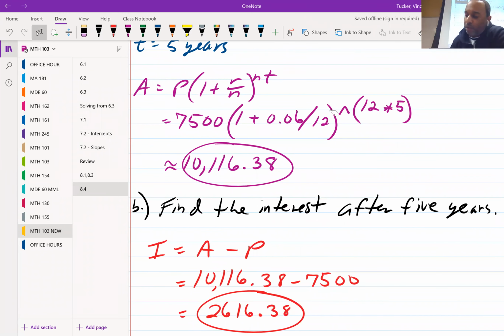So your interest is always going to be the future value minus the present, or your principal. And so it's A minus P. So A was 10,116.38 minus the 7,500, which was your original amount. And that gives us 2,616.38 as far as how much interest was earned in the 5 years. All right, any questions?